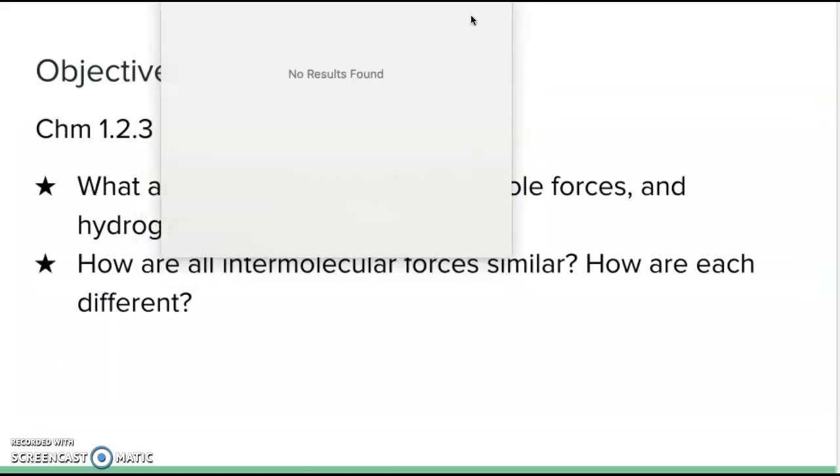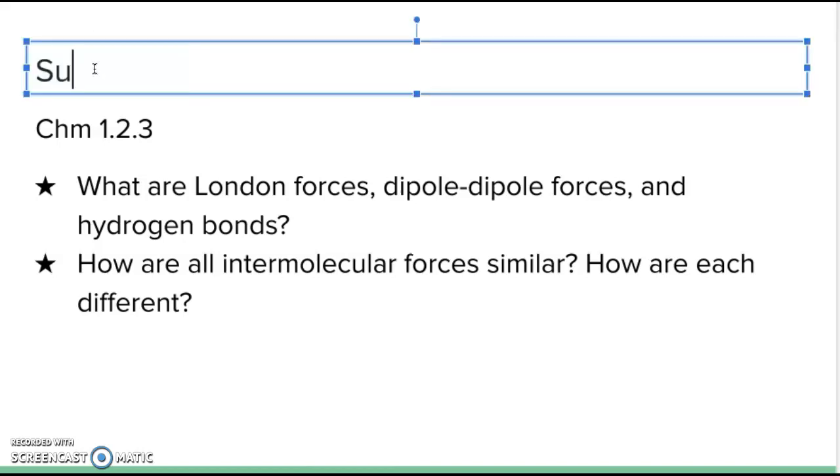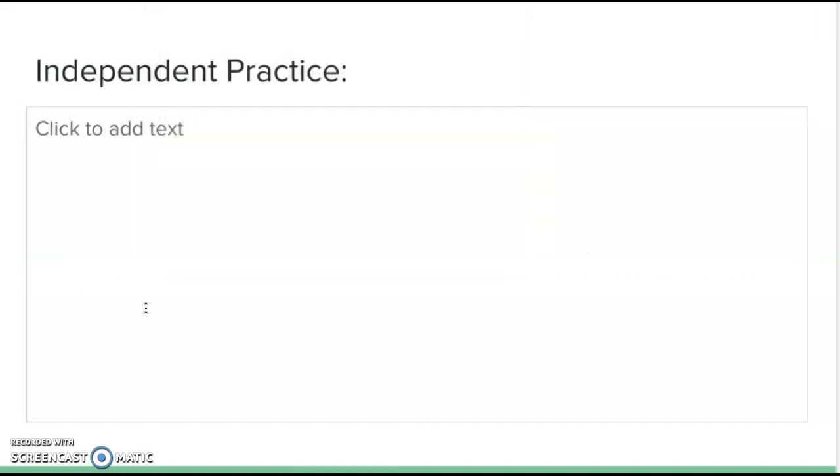All right. Okay, I don't know why that just stopped. Now that you are done with your practice, this is your summary task. Answer these 2 questions, right? I don't know why I have adjectives still there. Summary. What are London dispersion, dipole-dipole, and hydrogen bonding? How are they different? How are they similar? Once you are done with that, guess what? Independent practice time. Aren't you so lucky?